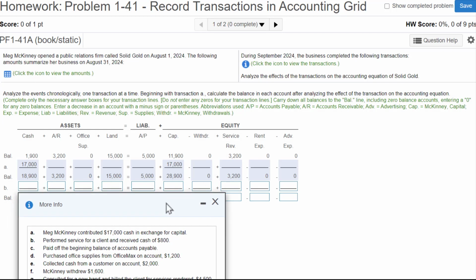Good job. Next transaction. Now what I like to do with this window is I like to block off the row that I'm not working on, so I make sure that I enter it on the correct row. Performed service for a client and received cash. Cha-ching, we've got some cash. So cash is going up, 800.